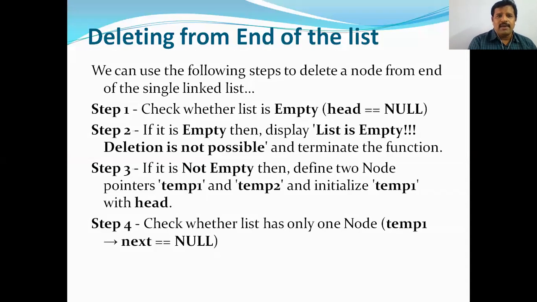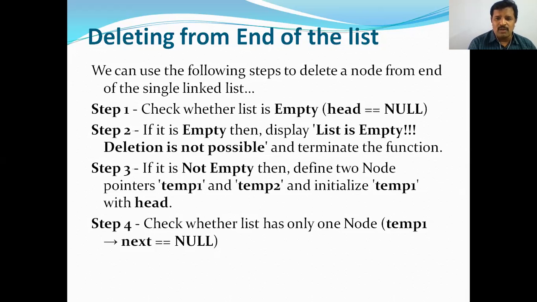Next, we have to discuss deleting the node from the end of the list. So this is the procedure. Check whether the list is empty. If it is empty, we are unable to delete the element, so display the message list is empty. If it is not empty, then define two node pointers, temp1 as the first pointer and temp2 as the second pointer, and initialize temp1 with head.